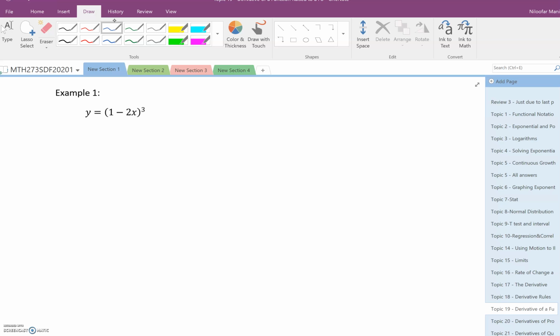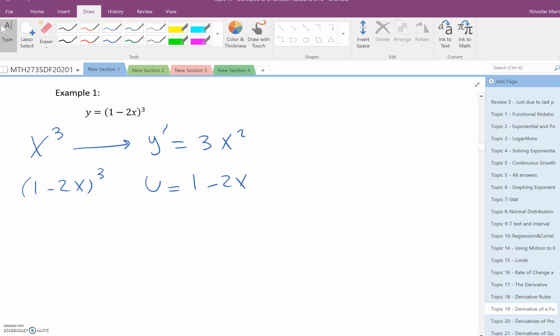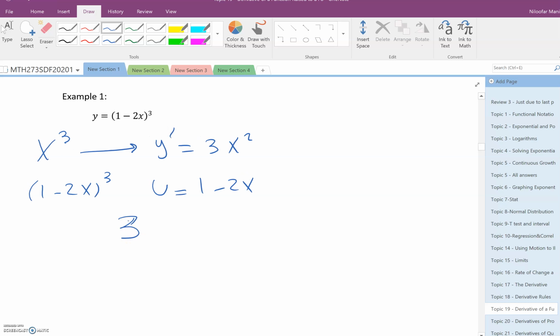Okay, so see, if I have x power 3, the derivative is 3x power 2. But here I don't have x power 3. I have something else power 3. This something else is u. I call it u. So I have to do 3. Instead of x squared, I do u squared. Because I used u, I have to times with u prime. Okay? So here y is x cubed, so y prime is 3x squared.